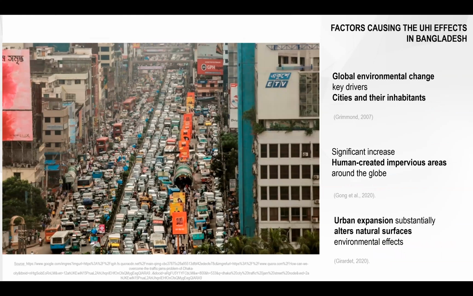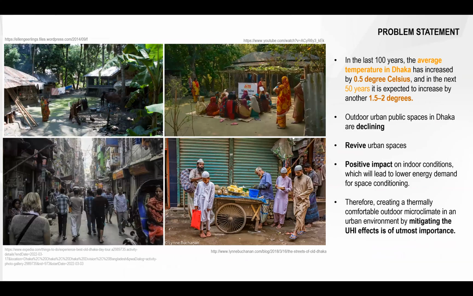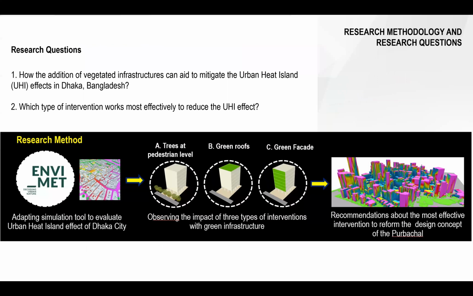So this is the current scenario where we have lost a lot of green surfaces, and this is creating dangerous urban heat island effect. So the problem statement is it is expected to increase more 1.5 to 2 degree of the surface temperature of Dhaka, and then we will lose all the outdoor public spaces that we have now. So it is very necessary to mitigate the urban heat island effect.